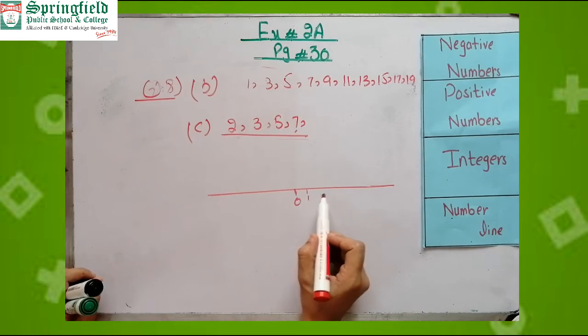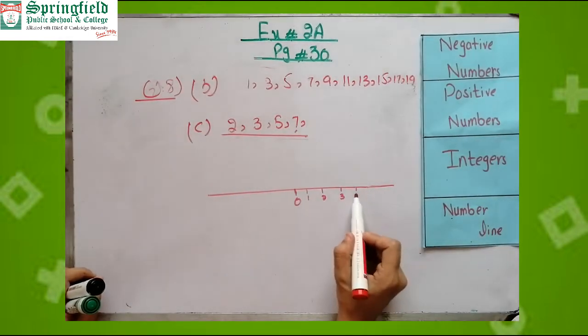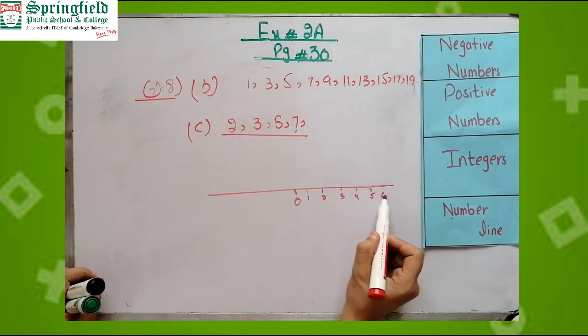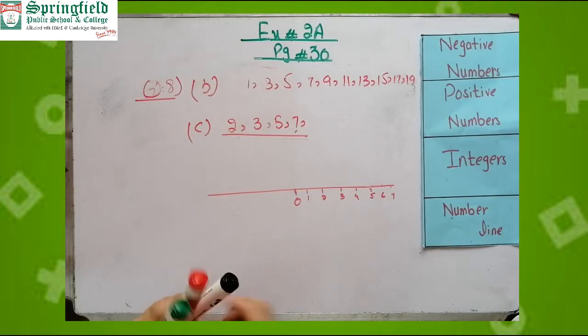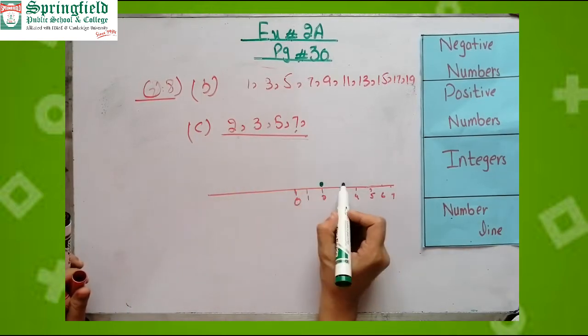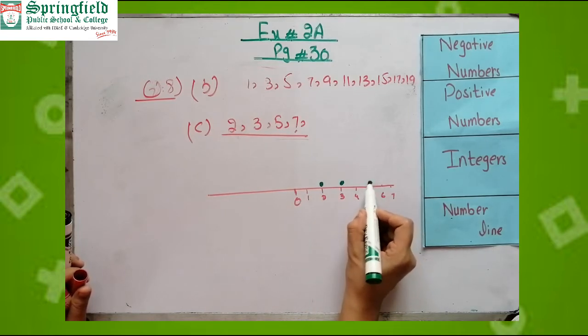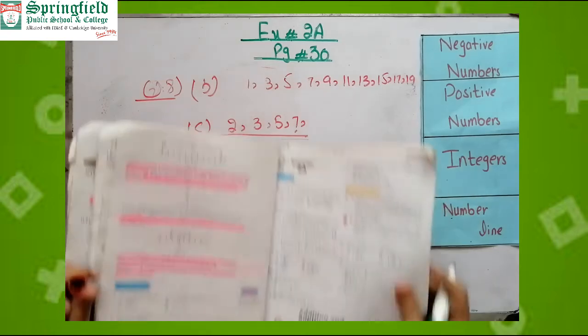First write down the largest number, which is 7. So first you will write the numbers 1, 2, 3, 4, 5, 6 and 7, and then represent these numbers on the number line. So dot the 2 first, then 3, 5 and 7. Understood? So now come to the D part, and the last part is the common factor of 12 and 16.